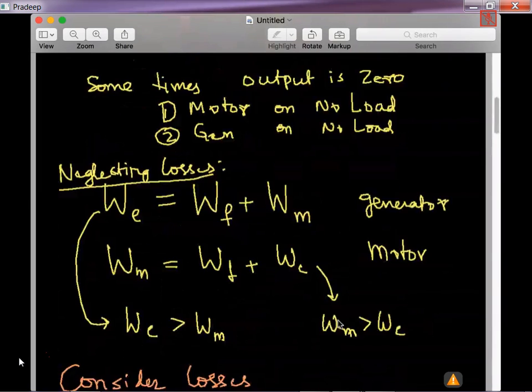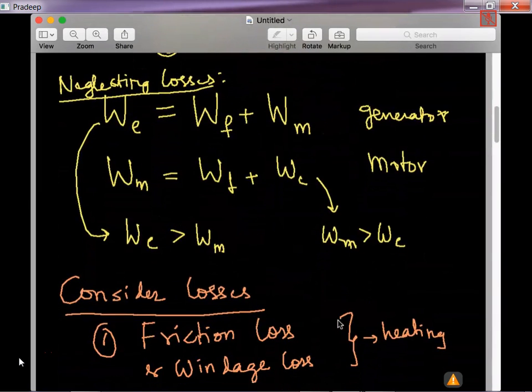Now, considering losses. Electrical energy is represented by WE, field energy is represented by WF, and mechanical energy is represented by WM. All these energies are measured in joules. Electrical energy is field energy plus mechanical energy in the case of a generator, and in the case of a motor, WM is WF plus WE. This we have seen in the previous class.